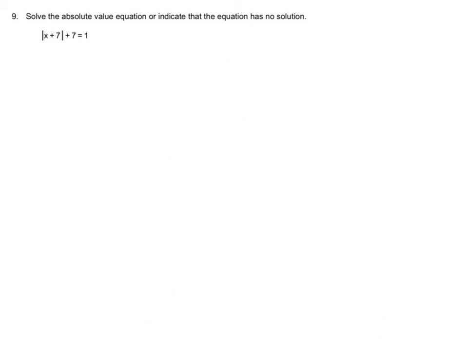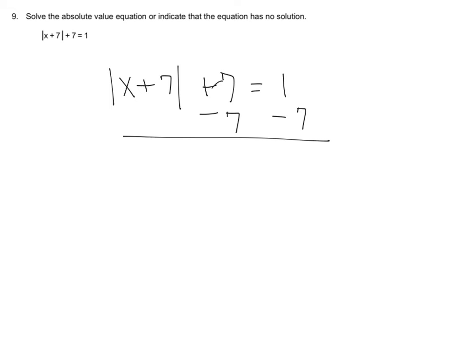Solve the absolute value equation or indicate that the equation has no solution. The absolute value of x plus 7 equals 1. First, I want to isolate the absolute value expression. So I'm going to subtract 7 from both sides. I'm left with the absolute value of x plus 7 equals -6. Now right away, I know that this answer is no solution.